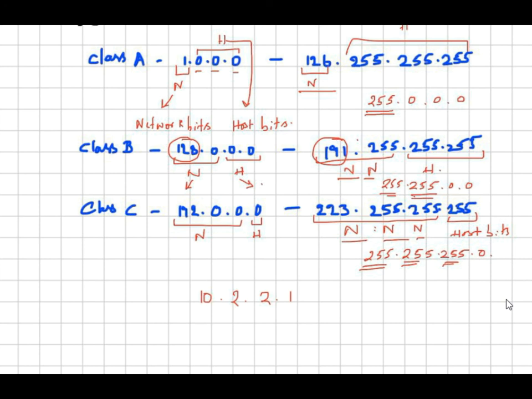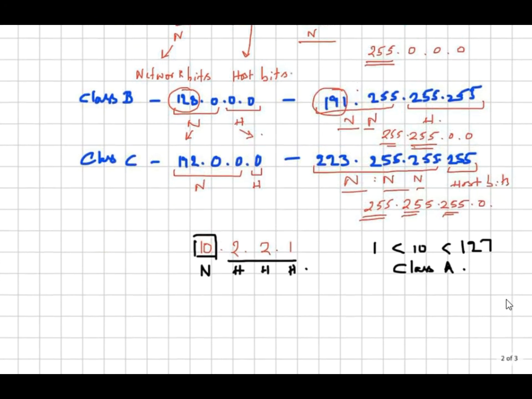In this IP address, the first portion is 10, which lies within the 1 to 126 range, so it is a class A address. In class A, only the first portion is the network portion and the remaining three portions are the host portions. Now when you apply the default subnet mask here, you will get the network portion of the IP address of this particular class A system.